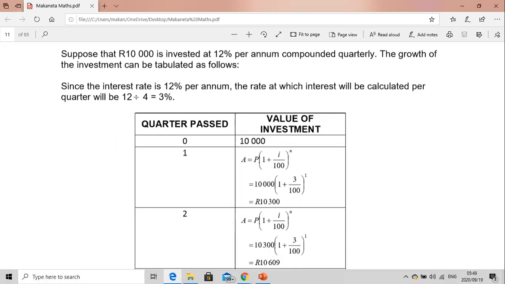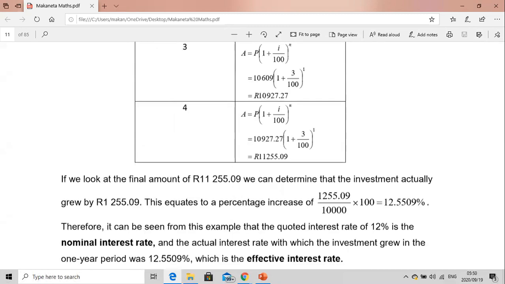And if you look at the third quarter now, 10,609 rands becomes your principal amount. Every time it has to become a principal amount because we are charging interest on interest. And at the end of the third quarter, you can tell that the amount will grow to 10,927 rands and 27 cents.